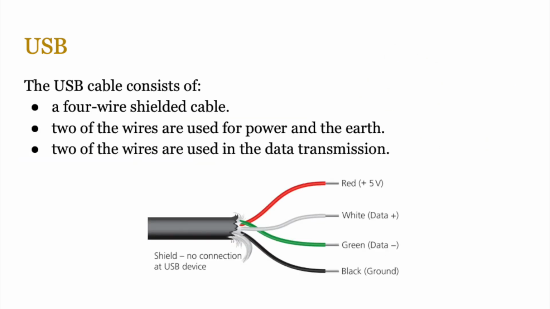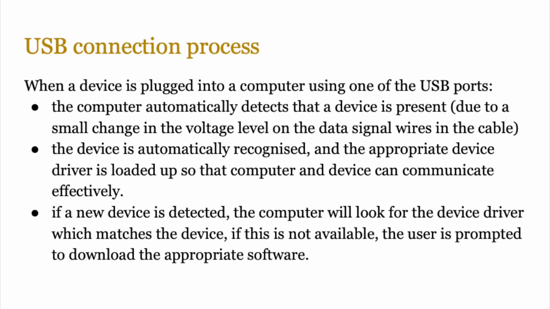The USB cable consists of a 4-wire shielded cable. Two of the wires are used for power and earth, and two of the wires are used in data transmission. Now, you don't really need to describe these wires, just have some general awareness that a USB cable has multiple wires inside it. What you should be aware of is the USB connection process.